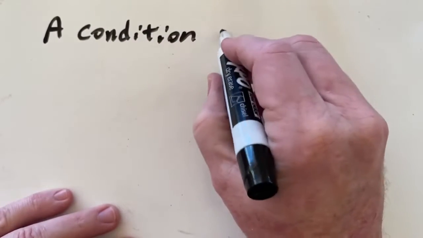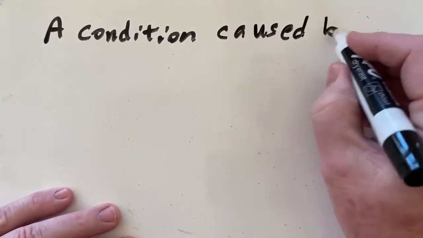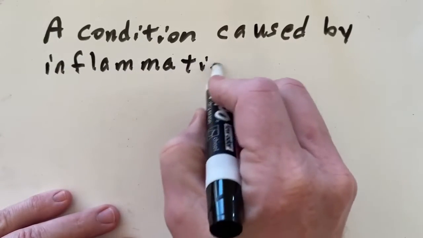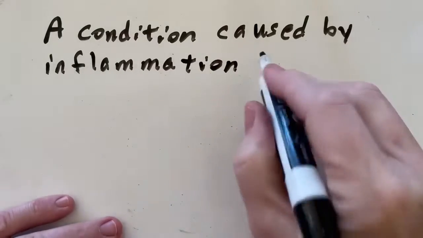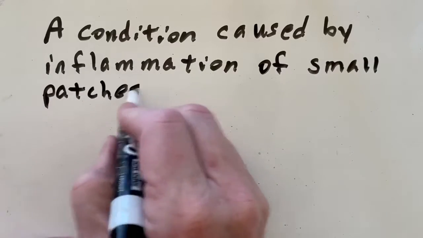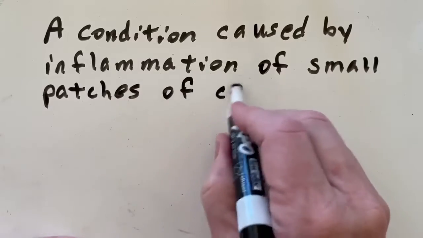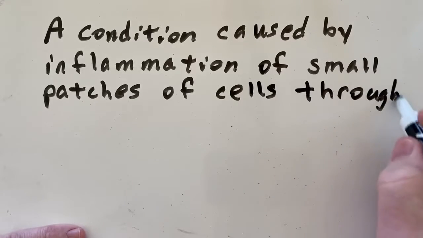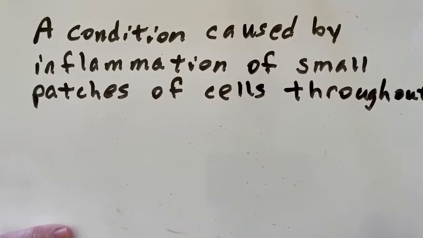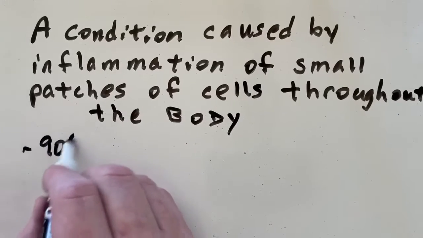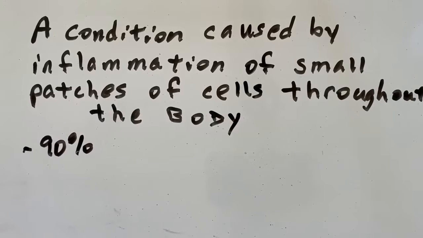Condition caused by inflammation of small patches of cells throughout the body. So even though this can occur throughout the body, about 90% of the time, the cells affected are going to be in the pulmonary system, in the alveoli and the bronchioles of the lungs.